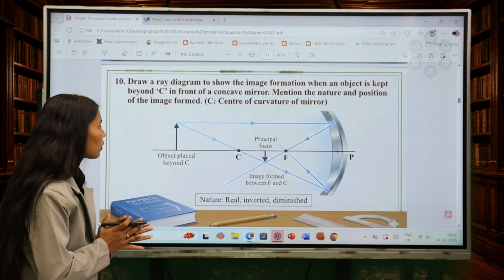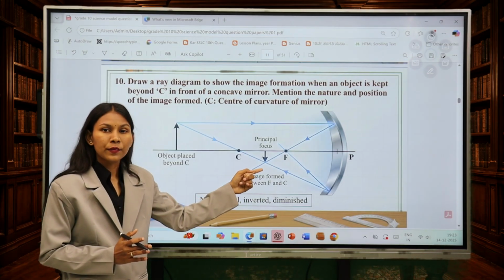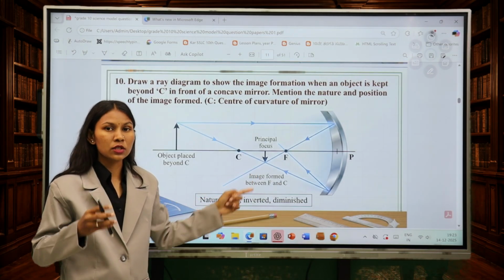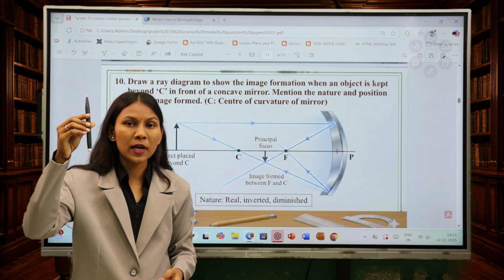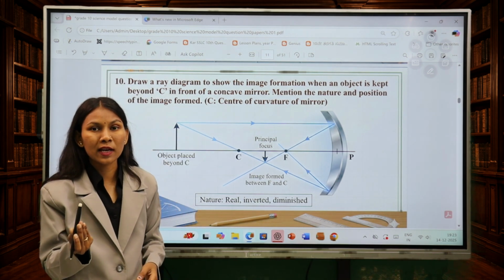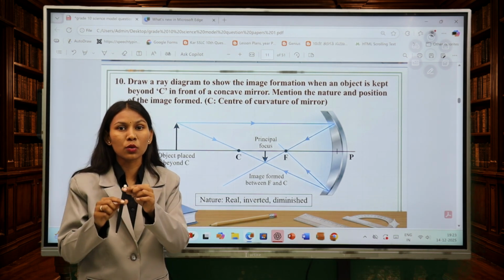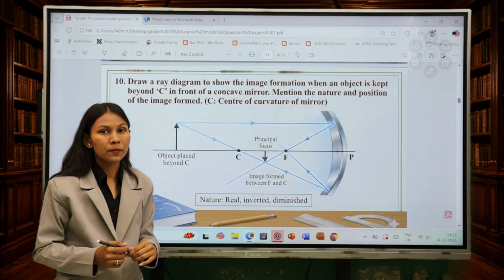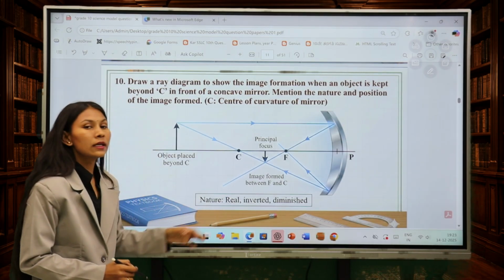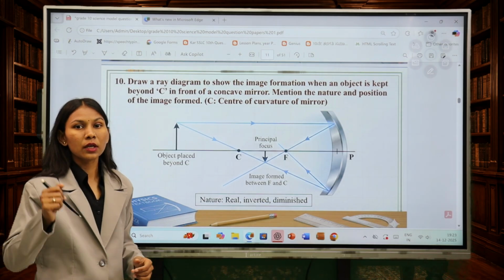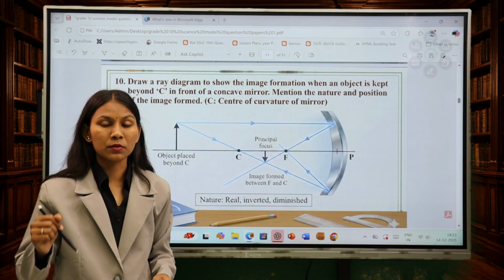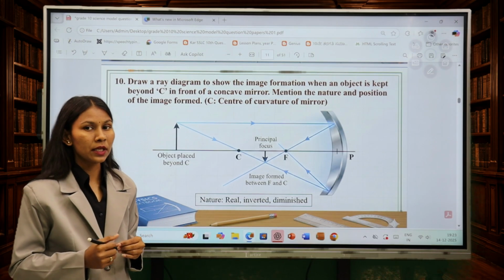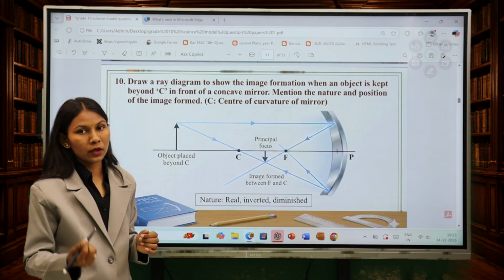So how is the image formed? As you can see, this is not erect, which means it is not straight upon the principal axis. It is below the principal axis, which means it is inverted. It is ulta, which means inverted. Here this will be a real image. If the image is inverted, it is a real image, which means the nature of the image will be real and inverted.